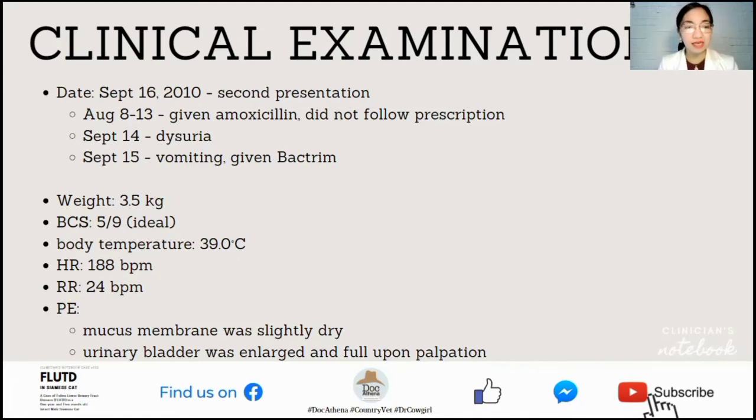On September 16, the patient was clinically examined again, and the patient weighed 3.5 kilograms. Body temperature was 39 degrees Celsius with a heart rate of 188 beats per minute and respiratory rate of 24 breaths per minute. During the physical examination, significant findings involved slightly dry mucous membranes and an enlarged and full urinary bladder upon palpation.